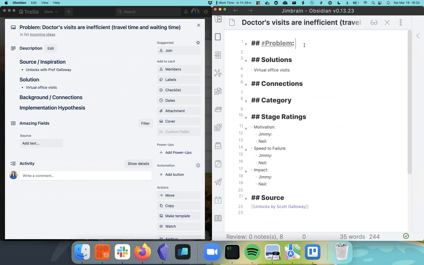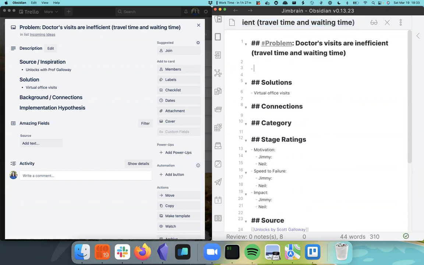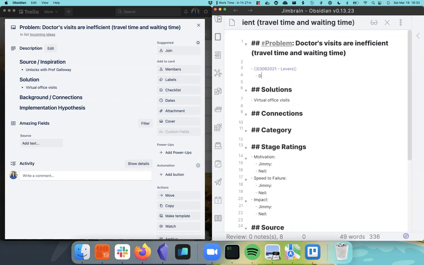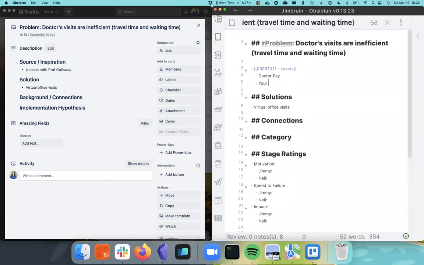I'm going to start throwing down some levers here. One part of the problem is doctor pay. Doctor pay is so high and their time is so valuable, and that's why you want to have the least valuable person waiting, and that would be you, because the doctor is likely more valuable than you. And again, with travel time, your time is cheaper than the doctor's pay.